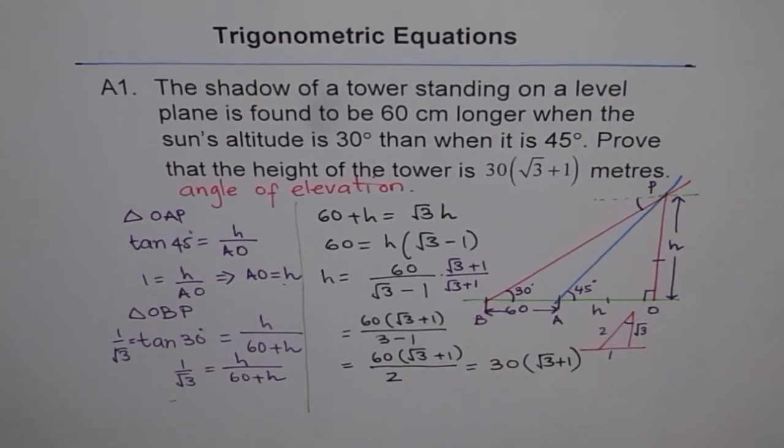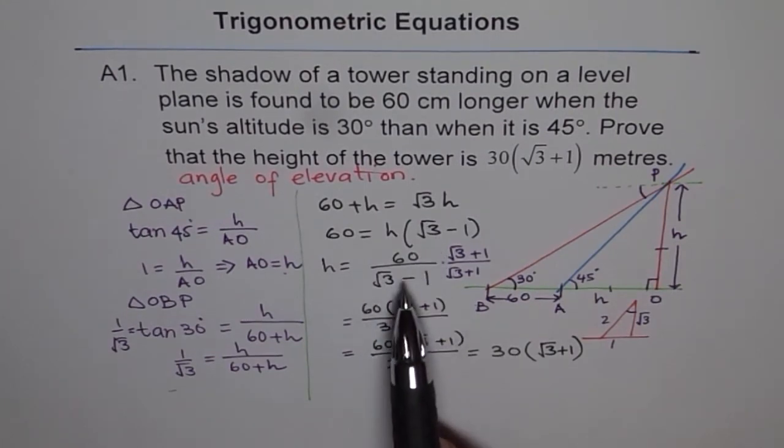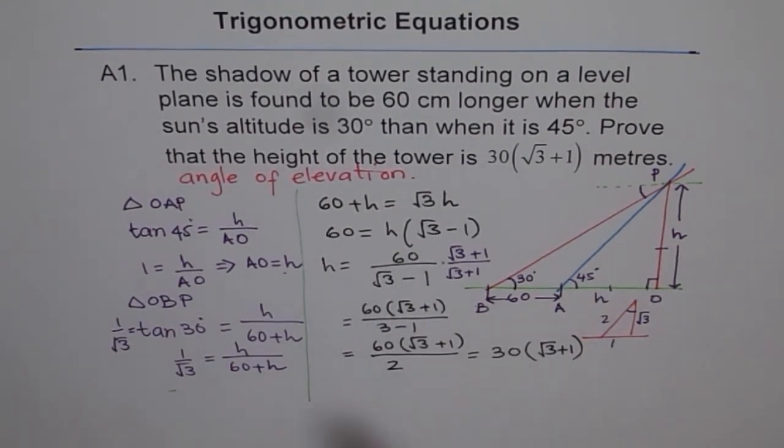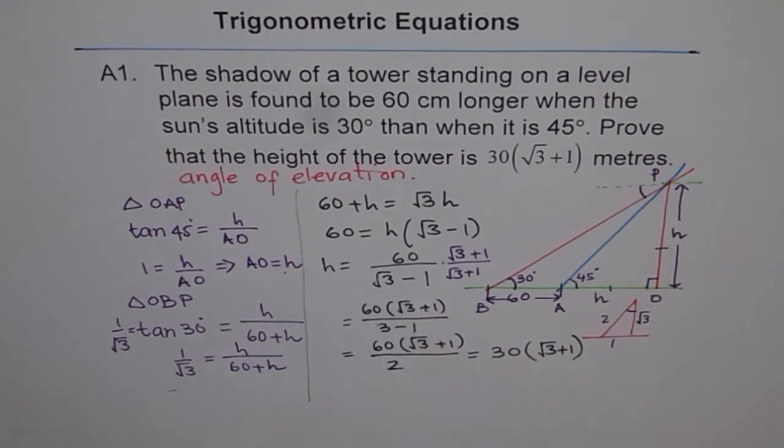So to solve this kind of problem, it is important to remember that you need to rationalize, right? Because I've seen many times students get stuck at this stage because they don't know what to do from here. Even otherwise, if you get a square root in the denominator, try to rationalize and avoid square roots in the denominator. Okay? Thank you.